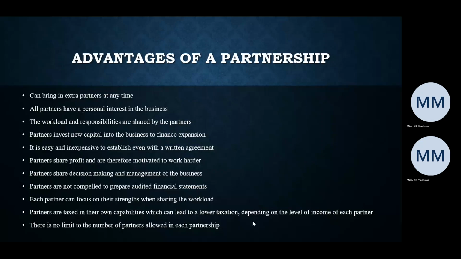Partners share profit and therefore are motivated to work harder. So, whichever profit that you make, say at the end of every month, you make 10,000 Rand profit. Like I said, if one partner invested 60% into the partnership and the other invested 40%, then for the 10,000 Rand that you make at the end of the month, one will get 6,000 Rand, the other will get 4,000 Rand. So that money will motivate you to work harder to make more profits at the end of the day.